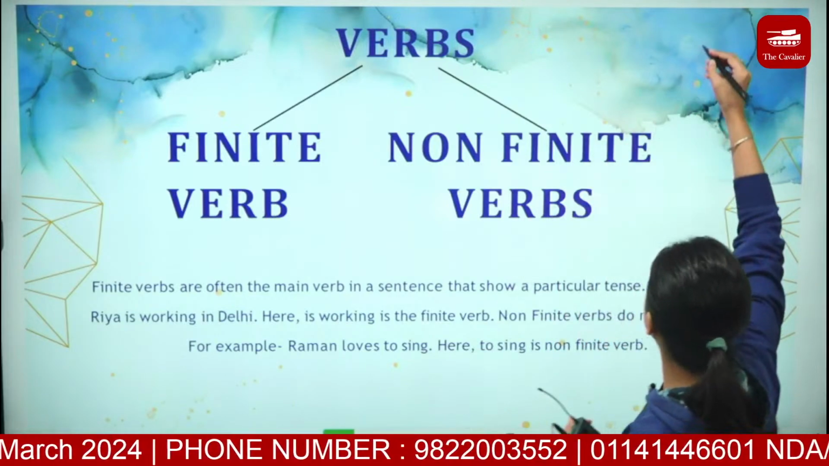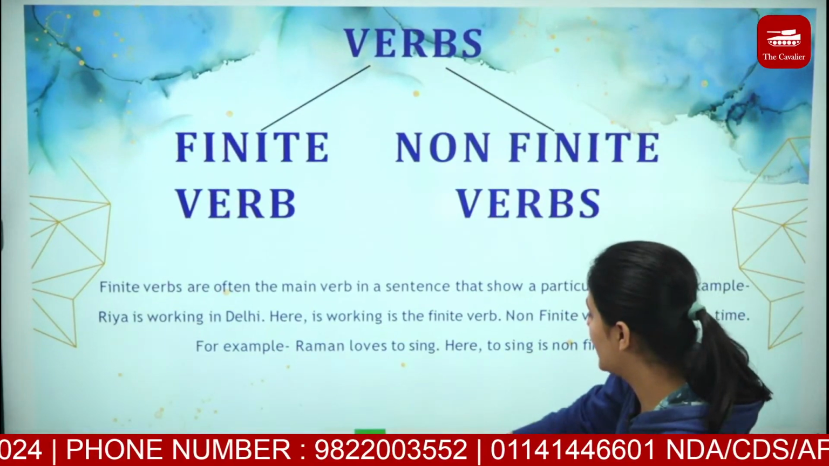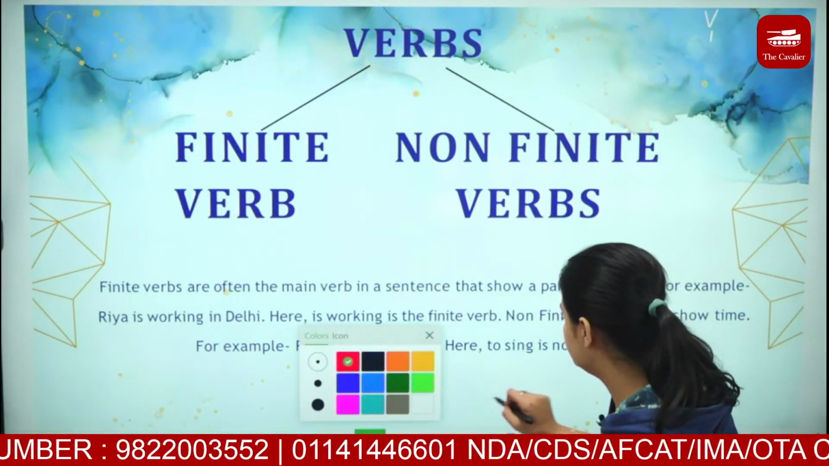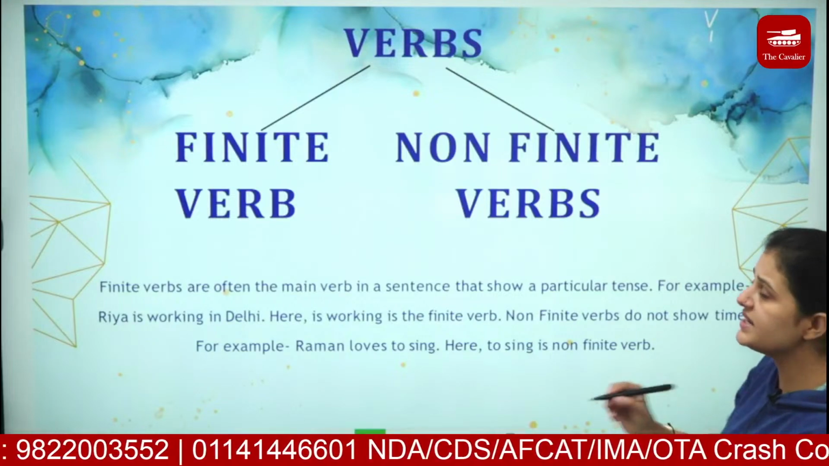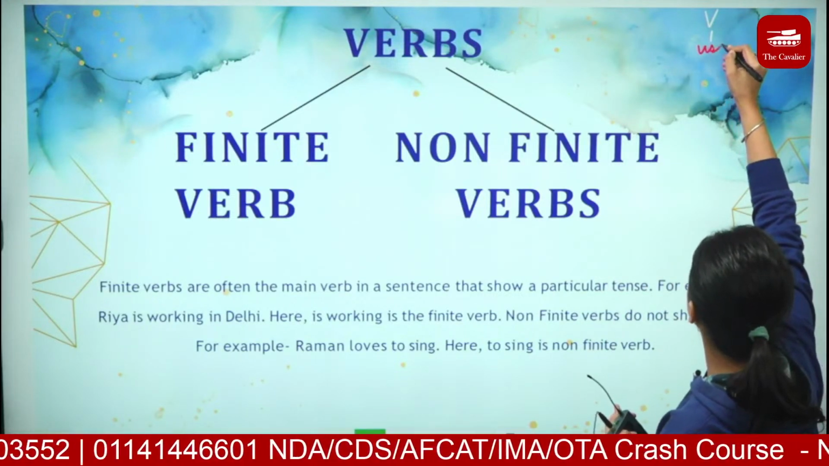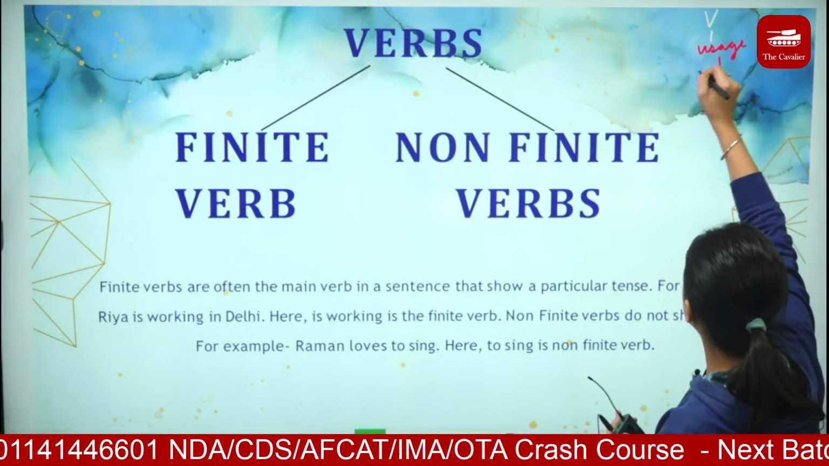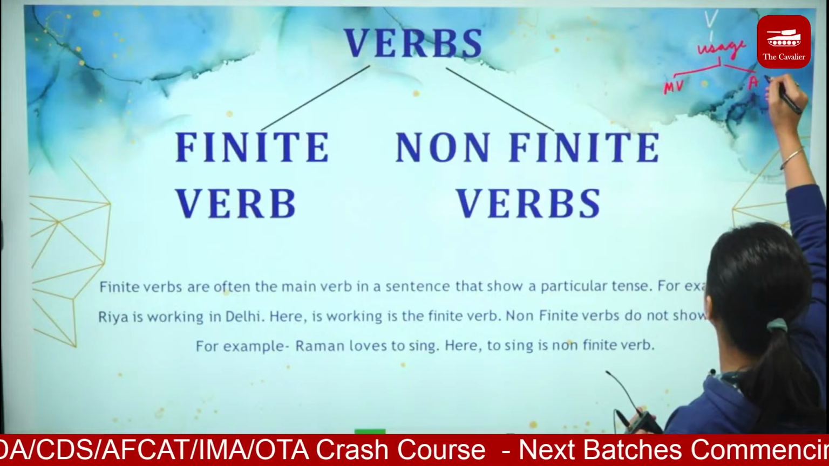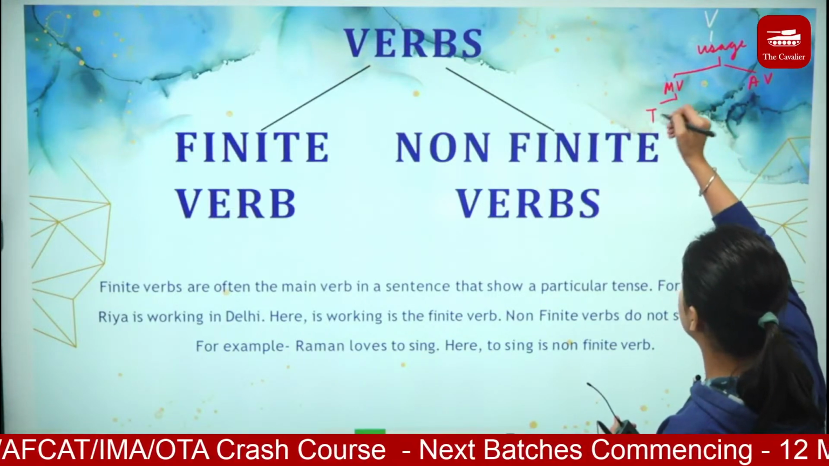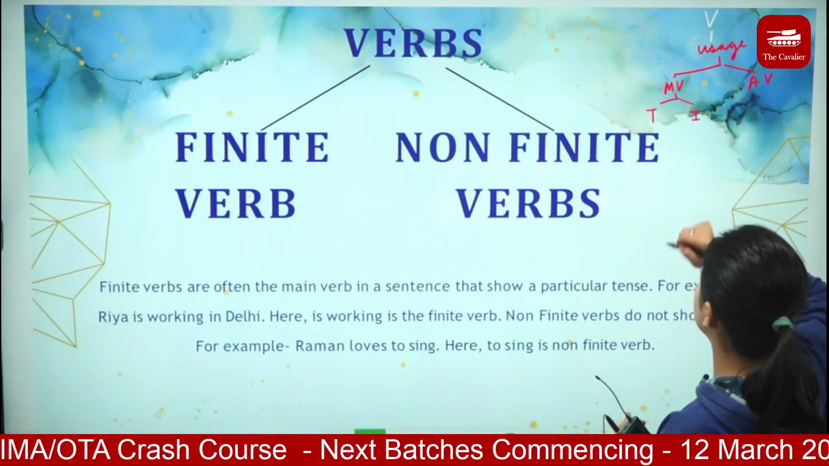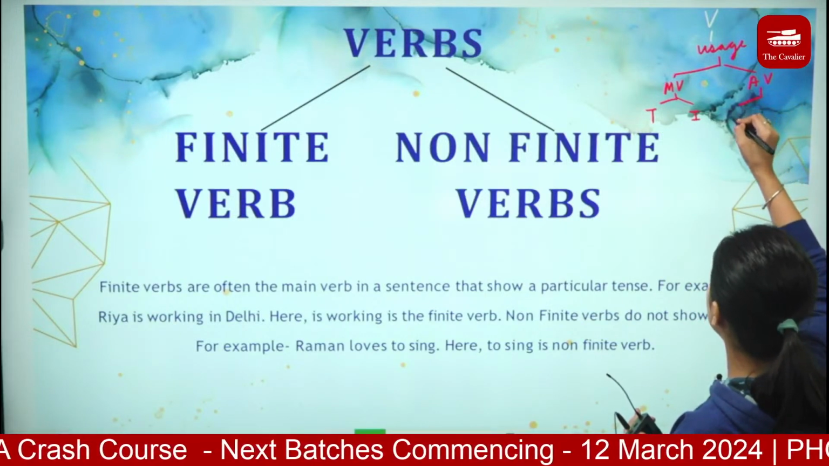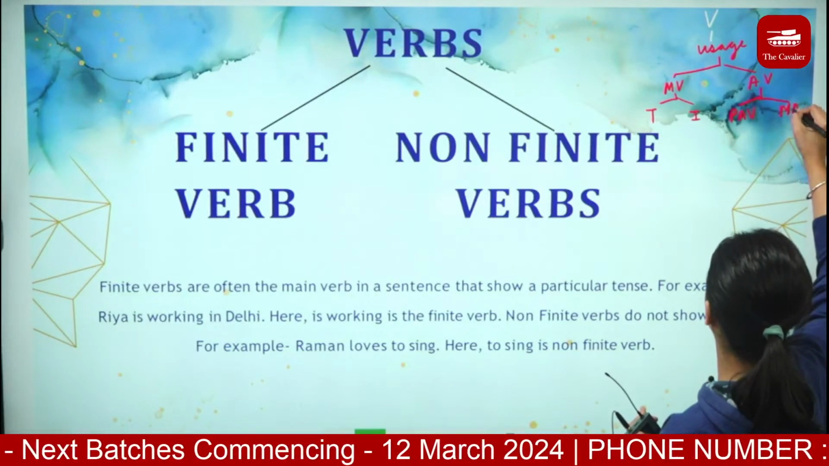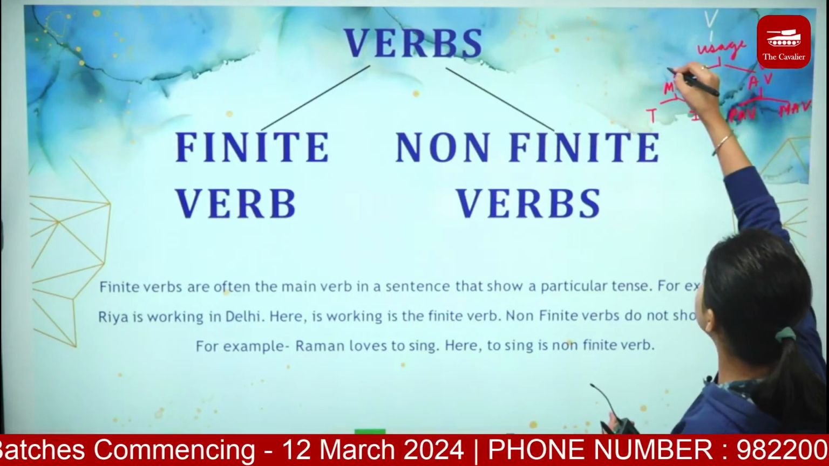Earlier we did division of verb on the basis of usage and we divided it into main verb and auxiliary verb. Main verb is transitive and intransitive in nature. Auxiliary verb is primary auxiliary verb and modal auxiliary verb. We have completed this topic.